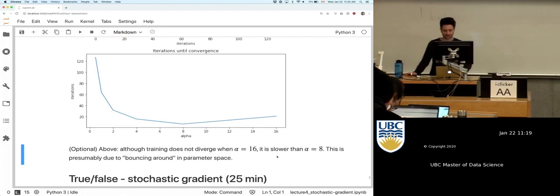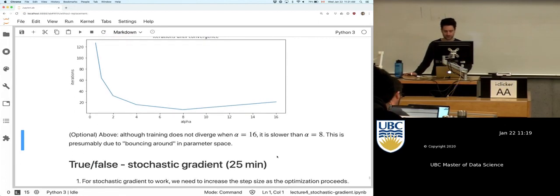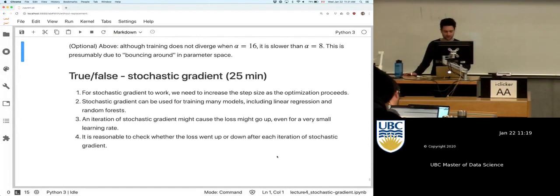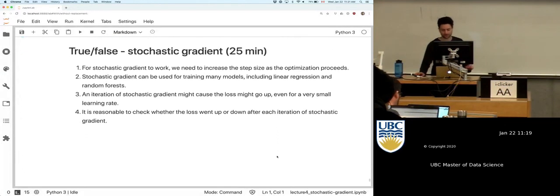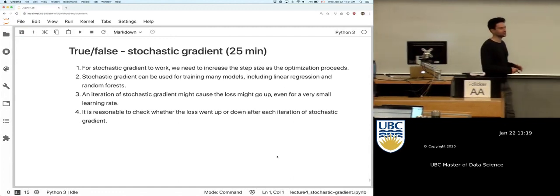Okay, so let's go on to some true-false questions. So you know the drill by now. I have 2 groups of 4 questions for you. Here's the first group. I'll give you a minute to read over, and then we'll do the individual vote.